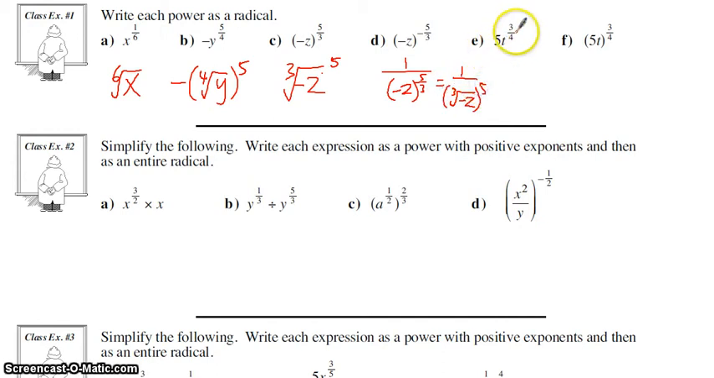And then for part E, the exponent only applies to the t, not to the 5. So the 5 just stays there. You take the cube root of t to the 4. The 4 can be put inside or outside, it doesn't change the value. However, for F, the difference is there's a bracket. So all of 5t is inside your cube root.